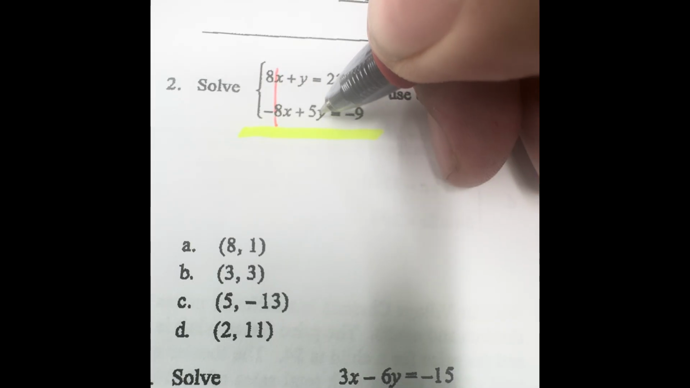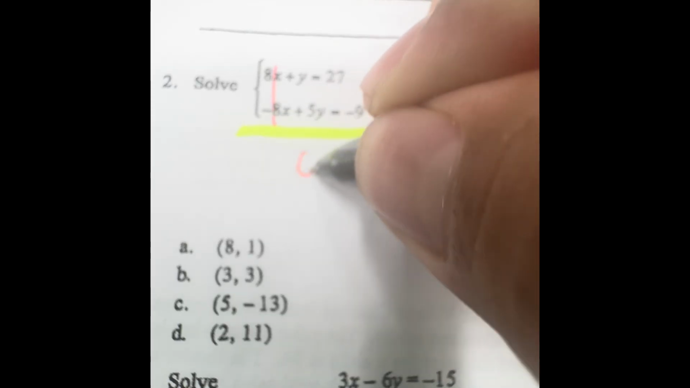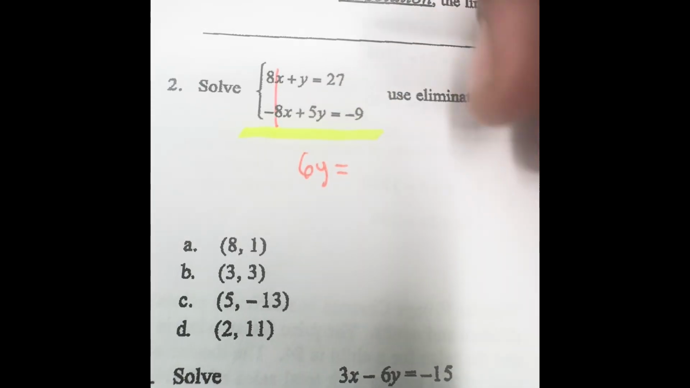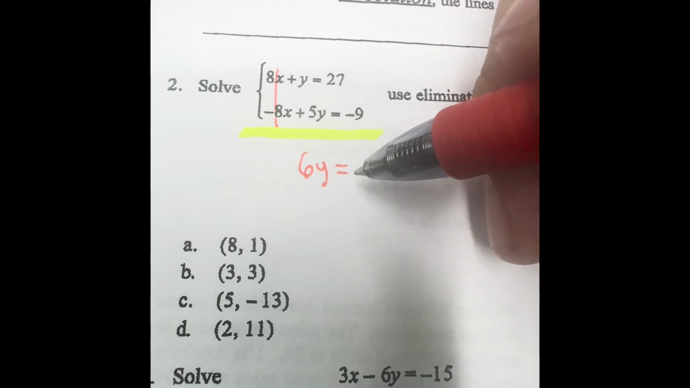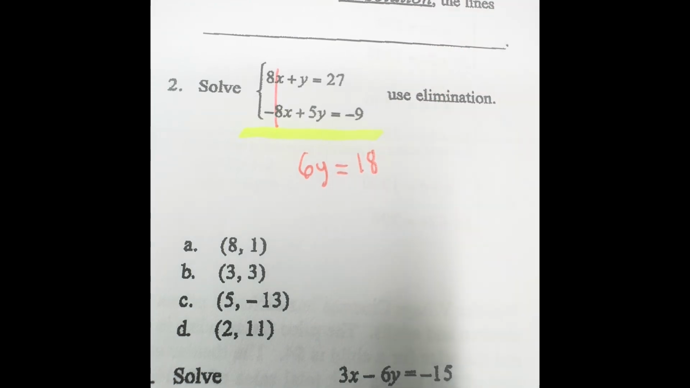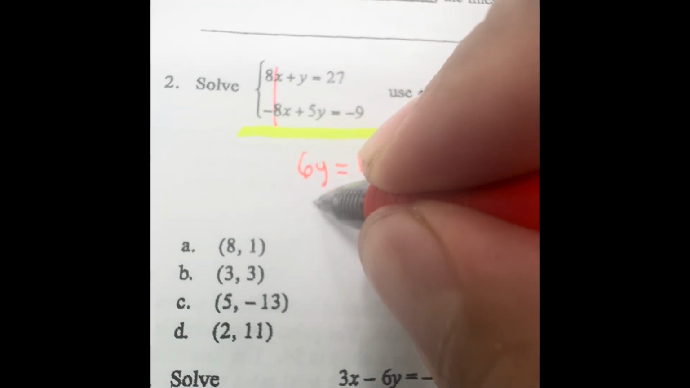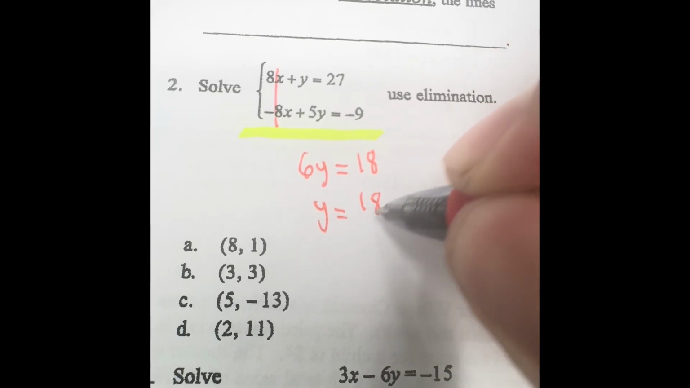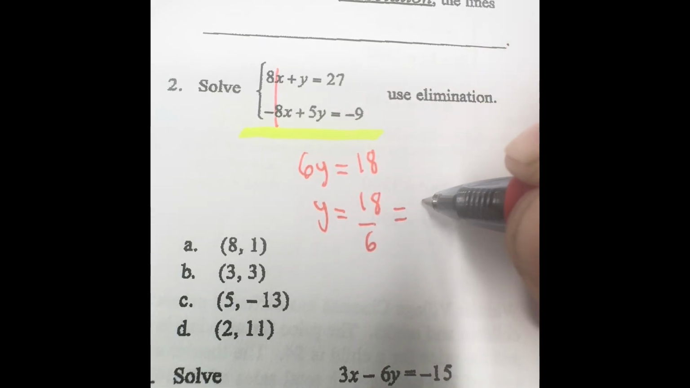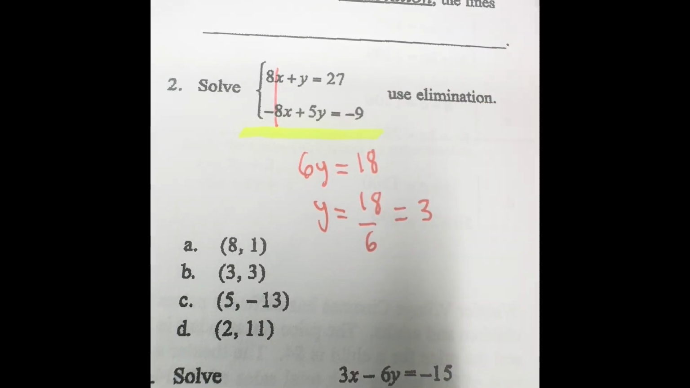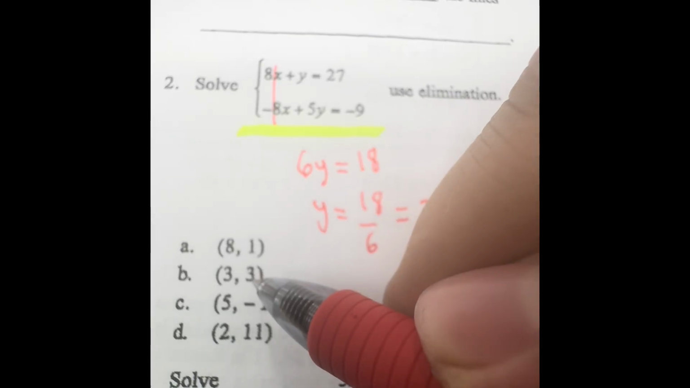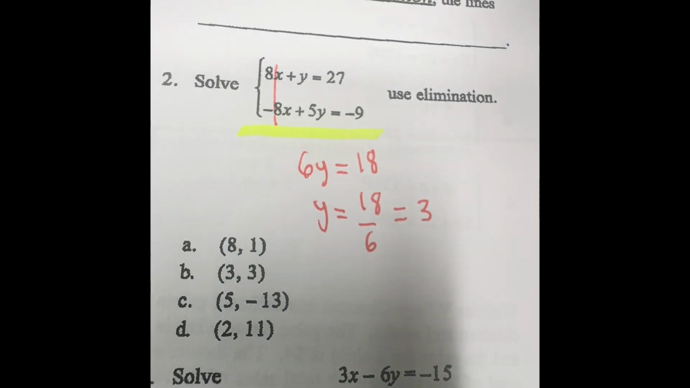Here, I'm looking at the y values. We combine them to get 6y, and then we get 27 minus 9 to get 18. We divide both sides by 6, so we get 18 divided by 6, which gives a value of 3. This is the y value of 3. There it is. Now notice, of course, we can pick our answer already.